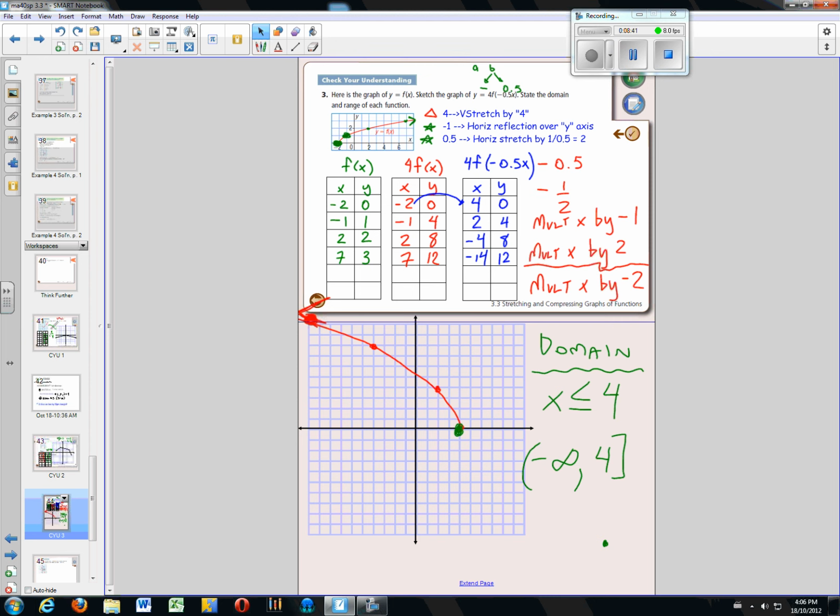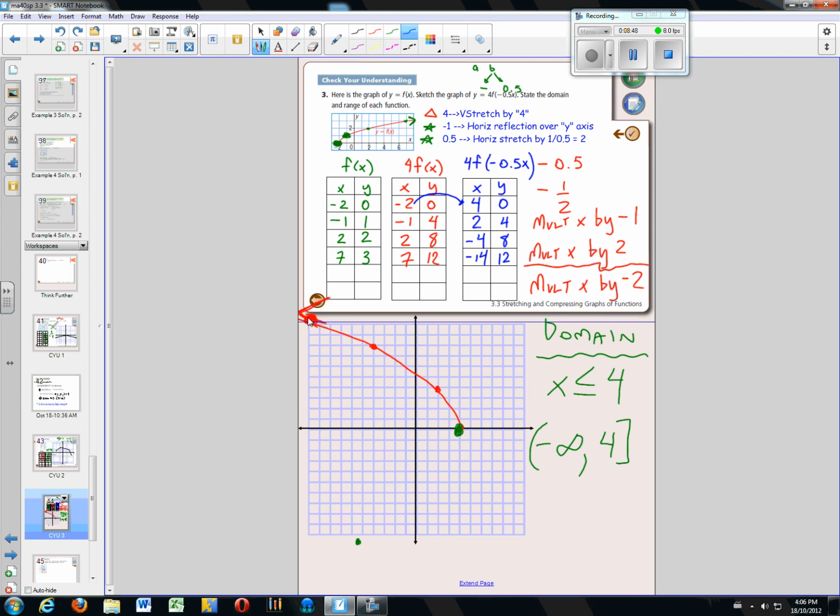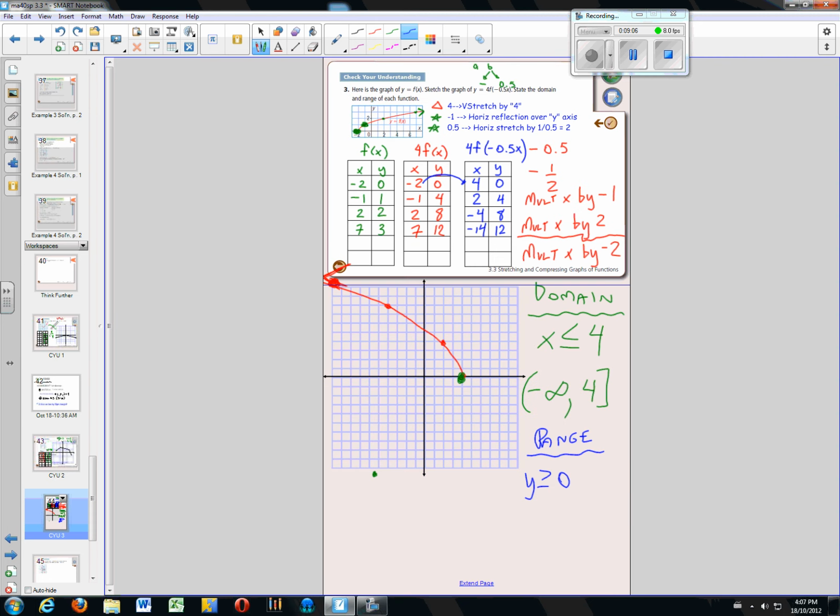Now the range. The range is what y can be. What can y be in this question? Well, the graph starts as low as the x-axis, no further, and goes up to the left. So y is greater than or equal to 0. And in interval notation, small number on the left, big number on the right, it goes up infinitely, so that's the positive infinity, and it goes down to 0. It includes 0, so we put a square bracket beside it.